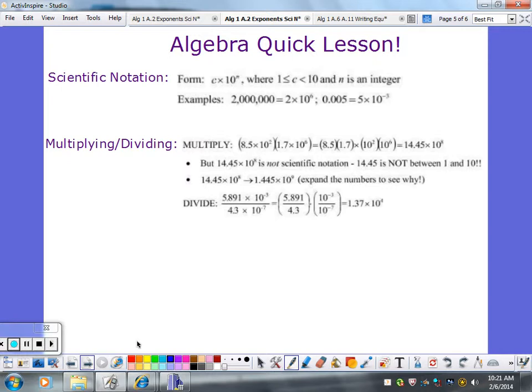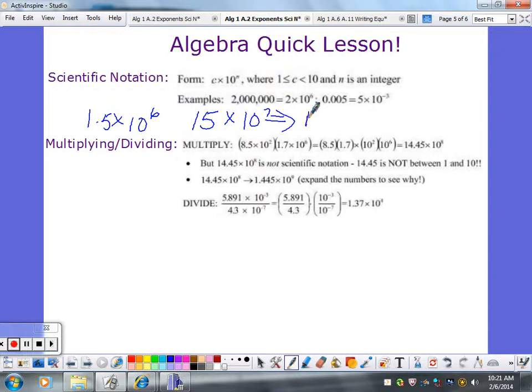I want to quickly do what we're learning new about scientific notation. A number like this is scientific notation. This is a number between 1 and 10, and this is 10 to a power. Multiply. Is this scientific notation? No. What's wrong with it? The decimal. Right? So I can fix it.